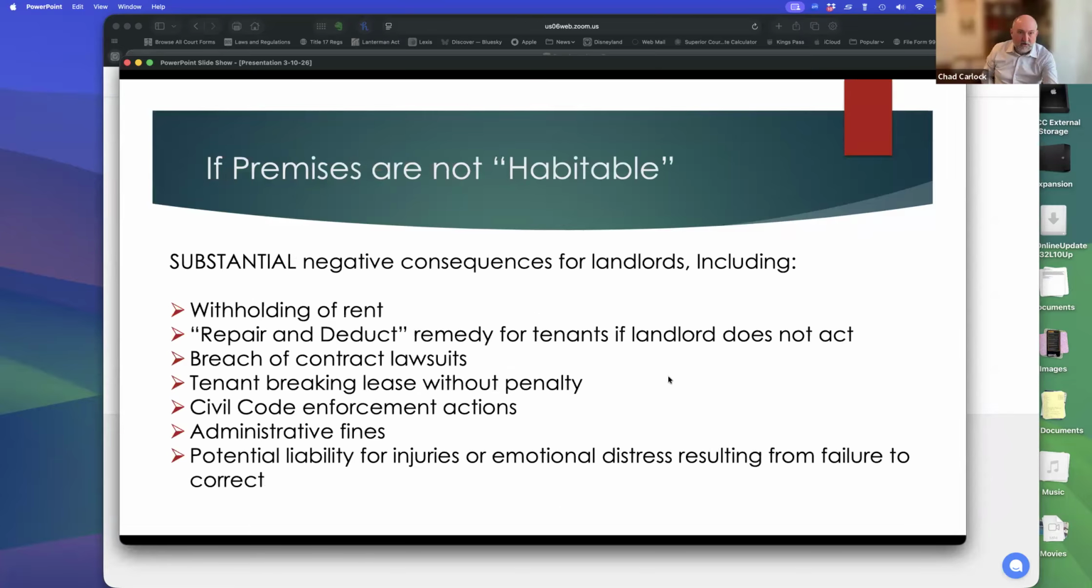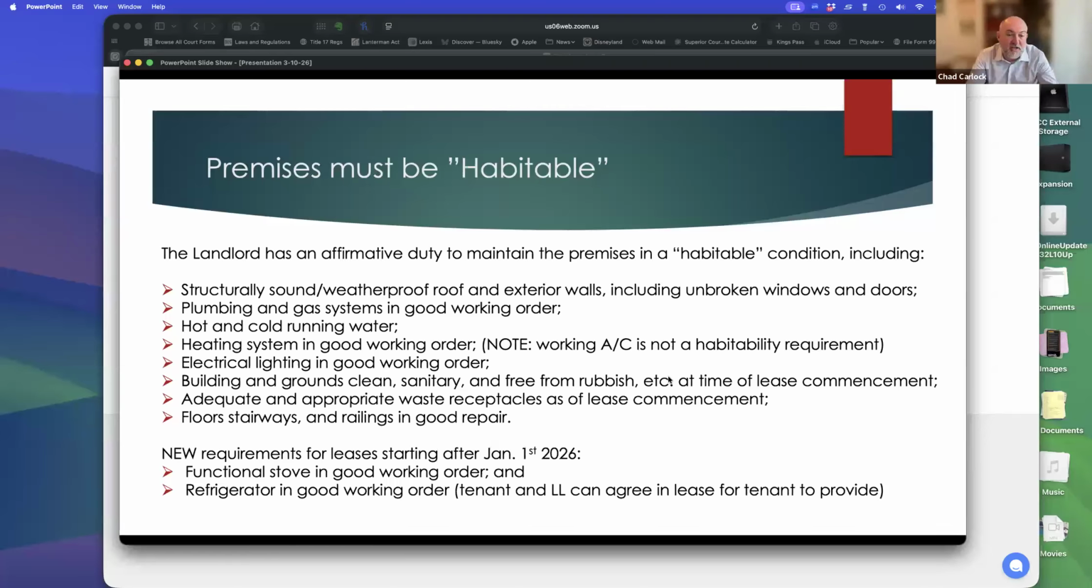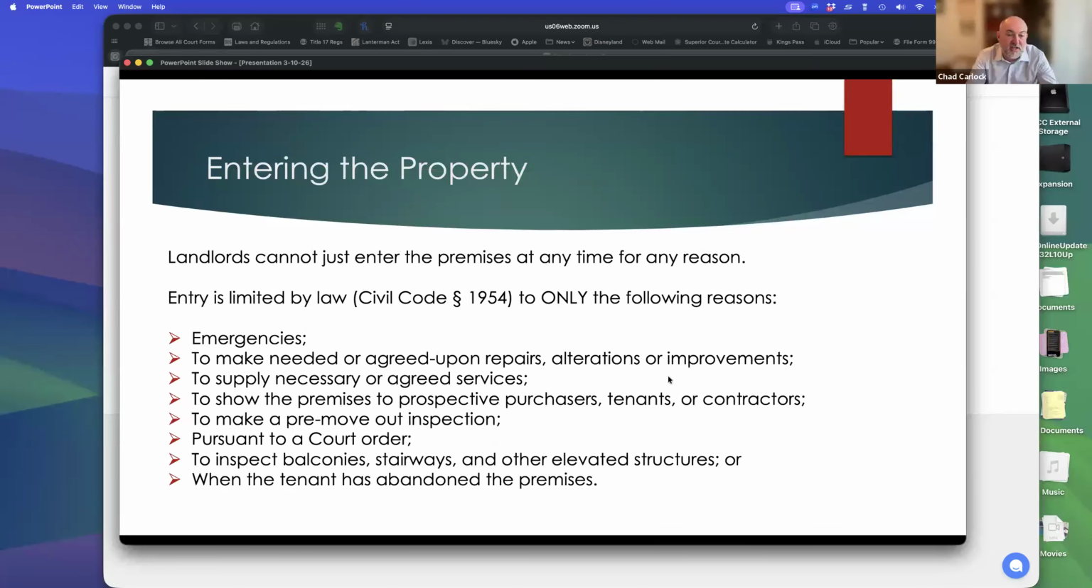If there is a court order to enter for whatever reason, to inspect balconies, stairways, and other elevated structures. I mentioned that earlier. That's one of the things that you're now required to do. And obviously, you and an engineer would need to enter to do that.